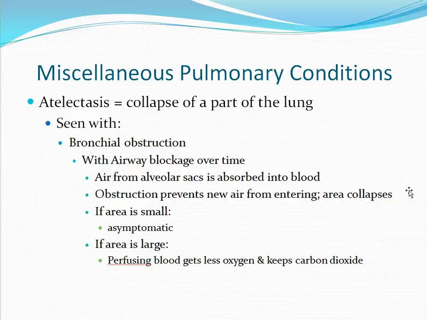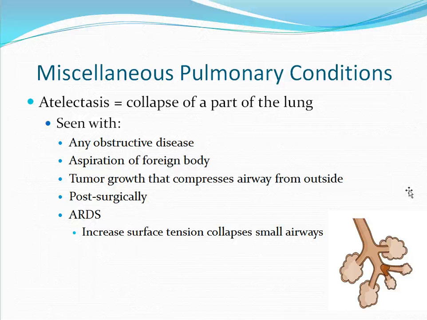If the area is small, this tends to be asymptomatic. However, if it's large, then the perfusing blood will get less oxygen and hold on to the CO2. This can be seen with any type of obstructive disease. It can be seen with aspiration of a foreign body. It can be seen with tumor growth that compresses the airway from the outside, and it can also be seen post-surgically. Anesthesia tends to cause obstruction through the increased mucus secretion. It can also be seen associated with ARDS, because the increased surface tension seen here will cause collapse of the small airways.